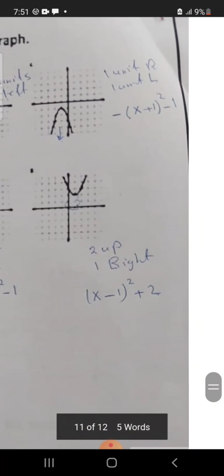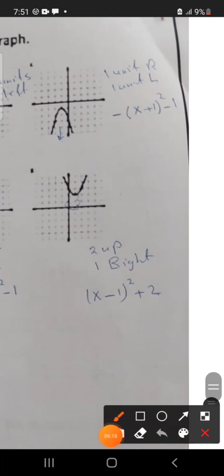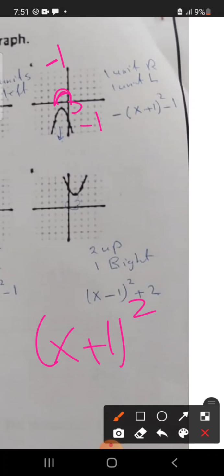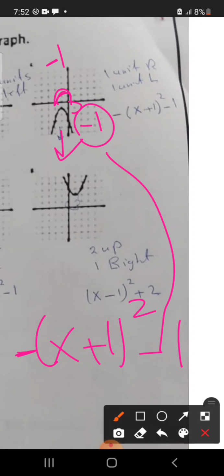Okay? What about here? Here I have 2 transformations. 1 left at -1 and 1 down at -1. How can I write it? Let's see together. As I told you before, the right or left goes inside the bracket with the opposite sign. So here -1 will get x plus 1 all squared. And up and down, what is it? So here -1. And the graph goes up and down, so you put negative outside.